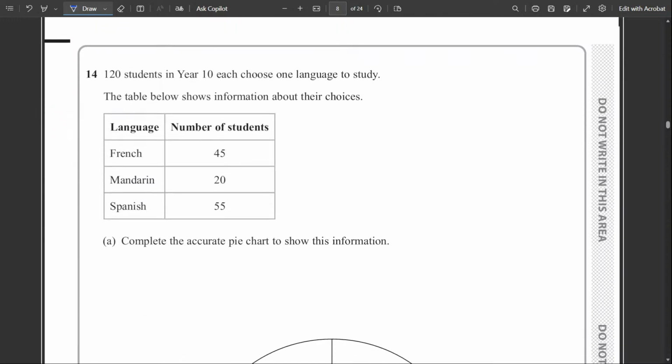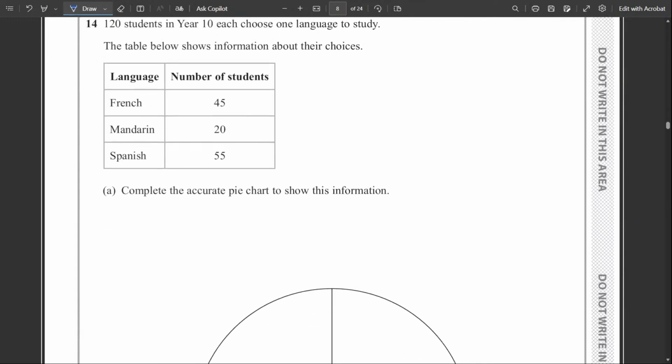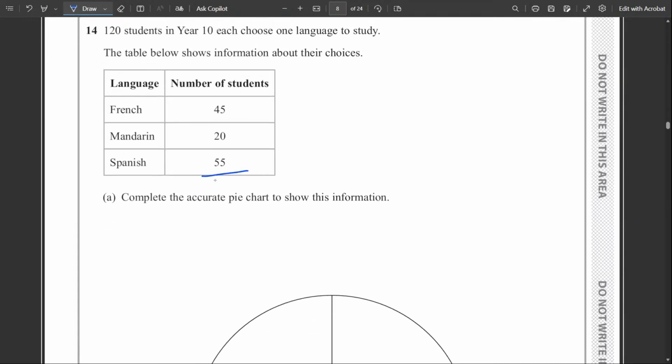Question 14. 120 students in a year. Complete an accurate pie chart. So when you're working out the pie charts, you should always add up. So it should add up to 120 because we know 120 students took part in these things. And we should work out the angle for each section as well. Okay. So we know the biggest angle is going to be for Spanish. Why? Because it's got 55 more people doing that.